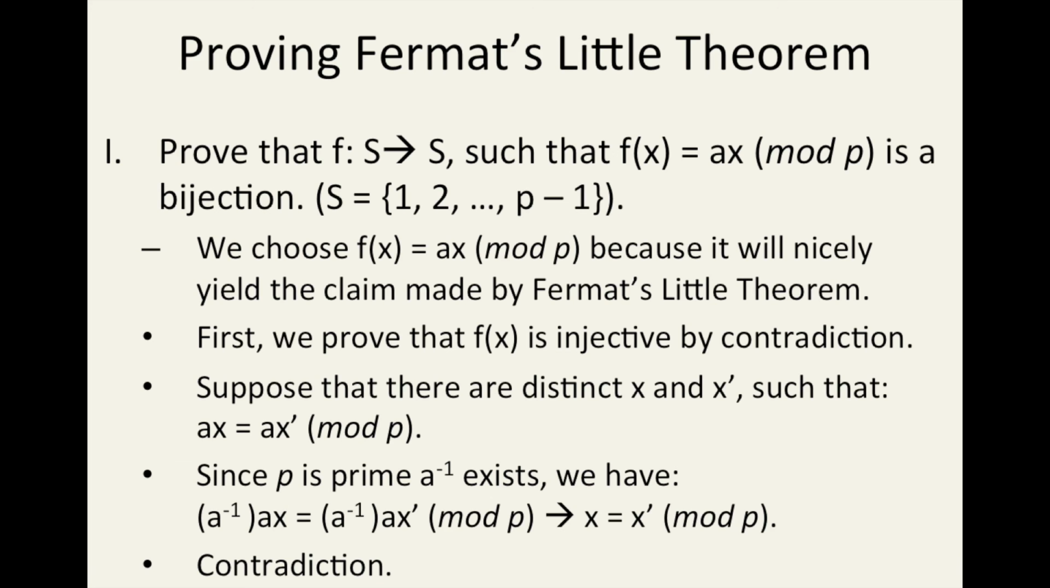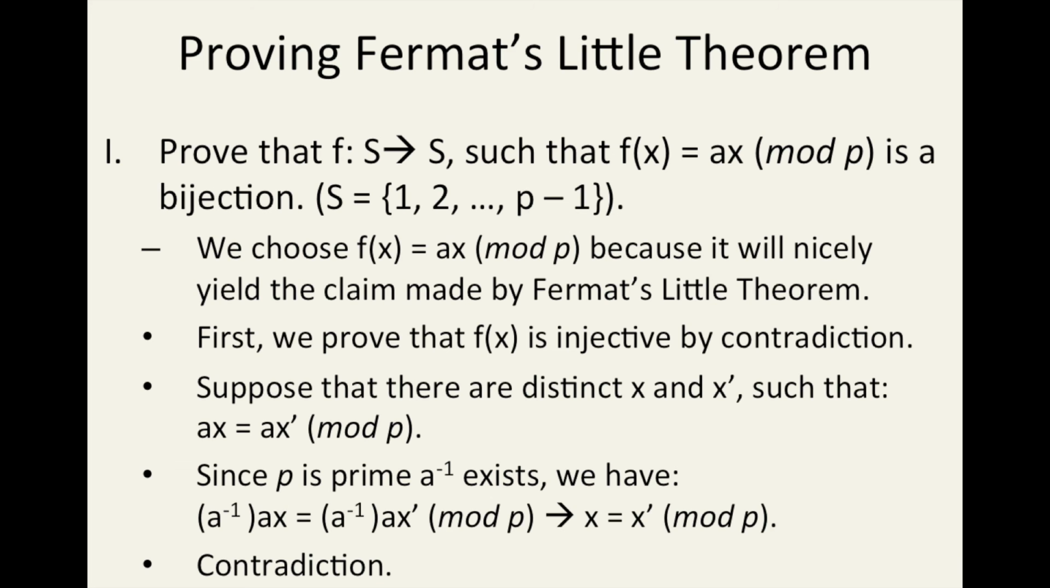So the first thing that we're going to do is prove that a certain specific function is actually a bijection. We're going to use the function f of x equals ax in the world of mod p. And this was a question that was asked in the lecture: why specifically do we choose f of x equals ax mod p? We only choose it because it's very easy to manipulate to get into the actual conclusion of Fermat's little theorem. So we're going to prove that f of x equals ax mod p is actually a bijection.